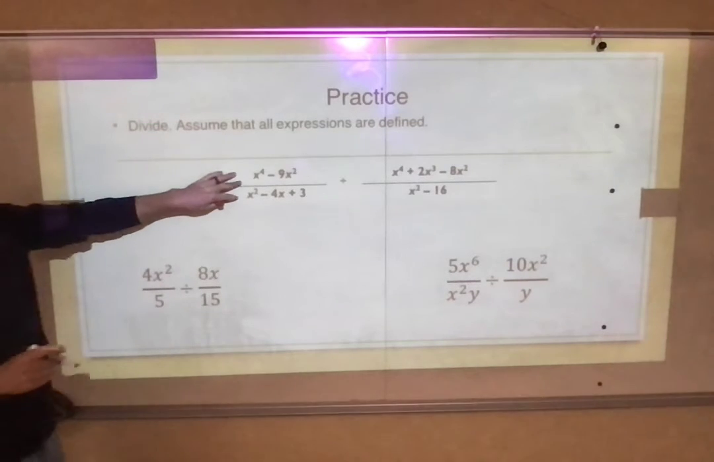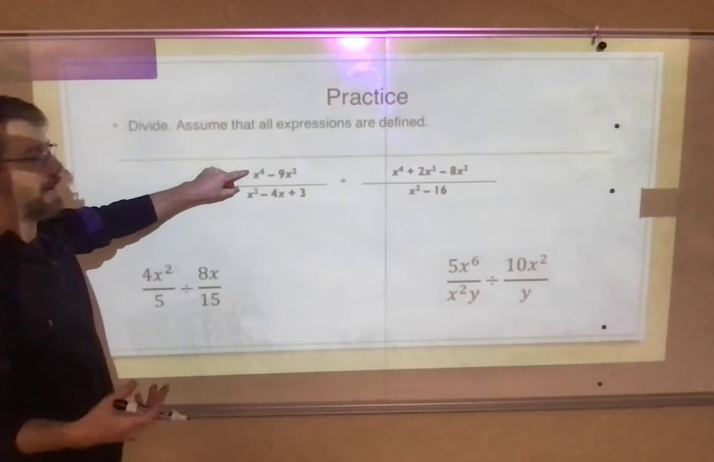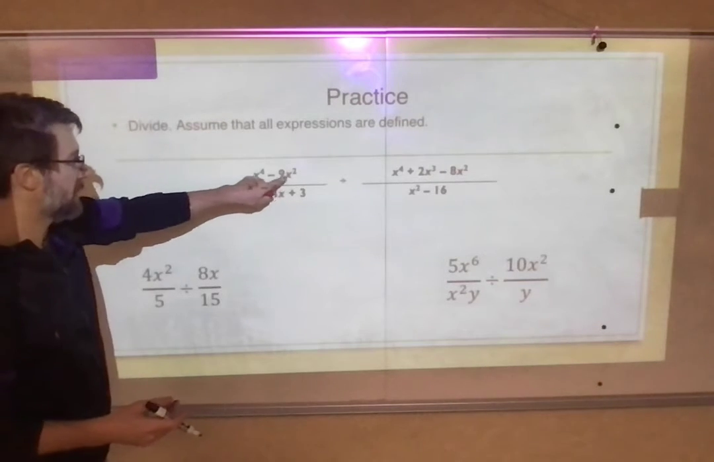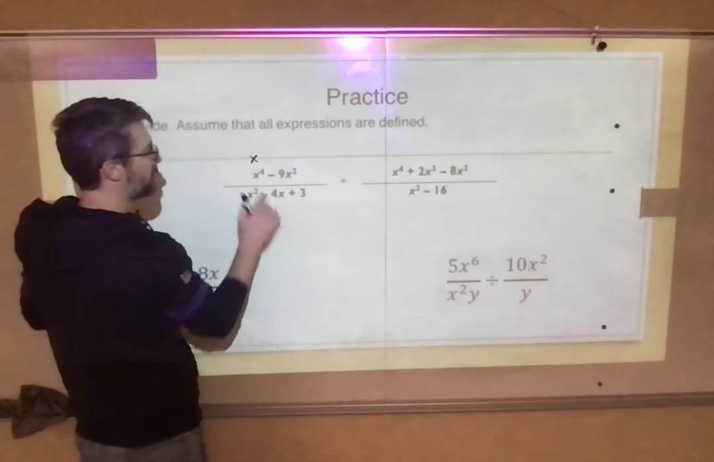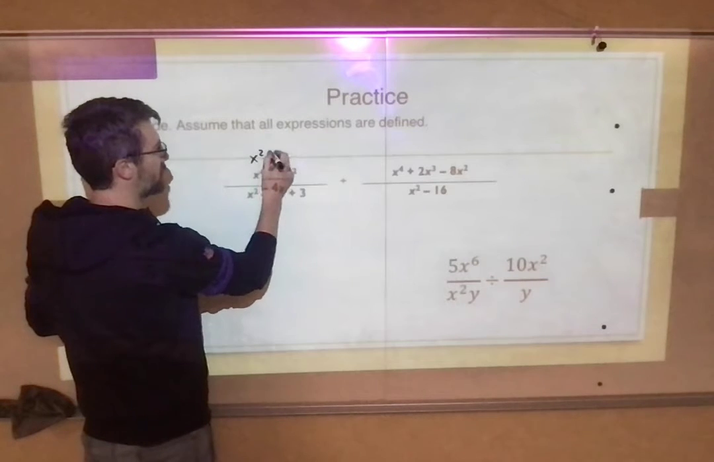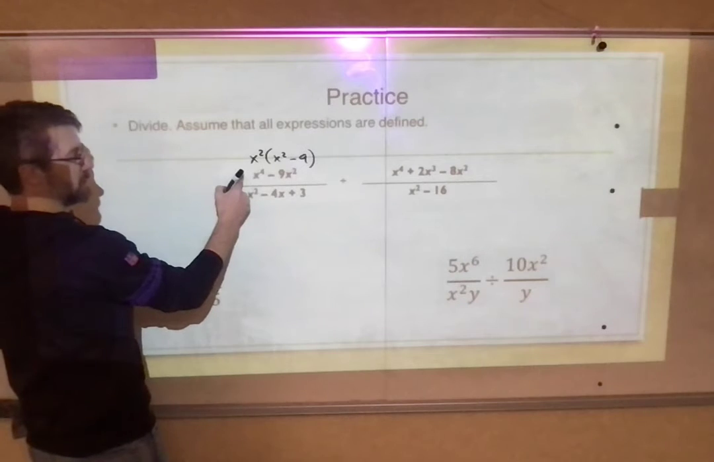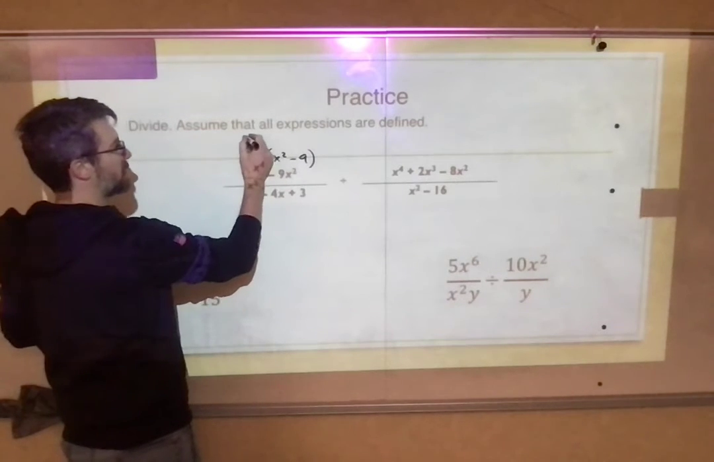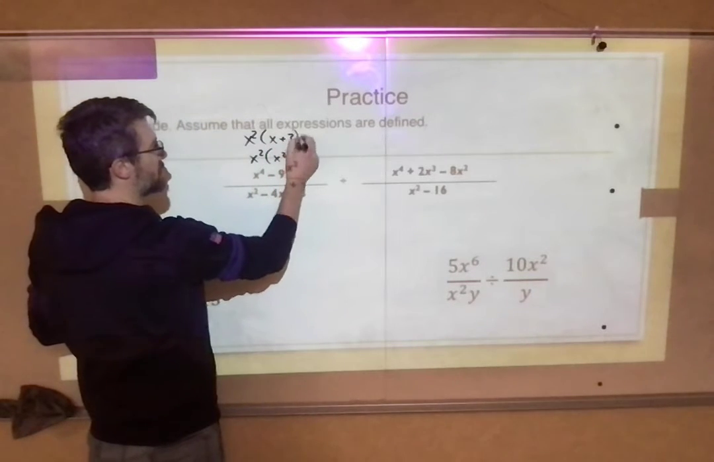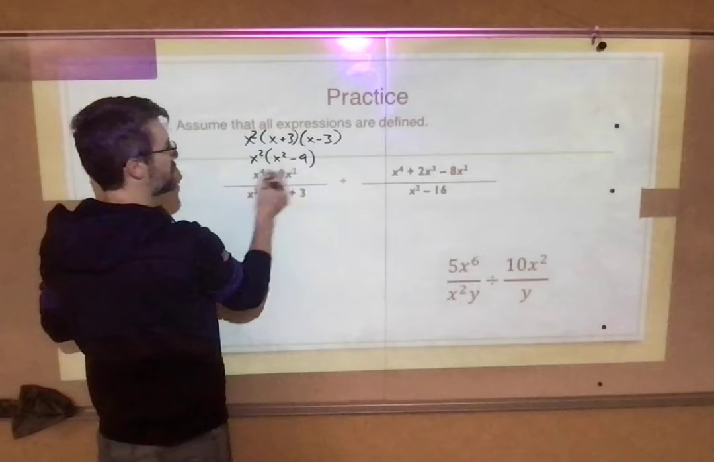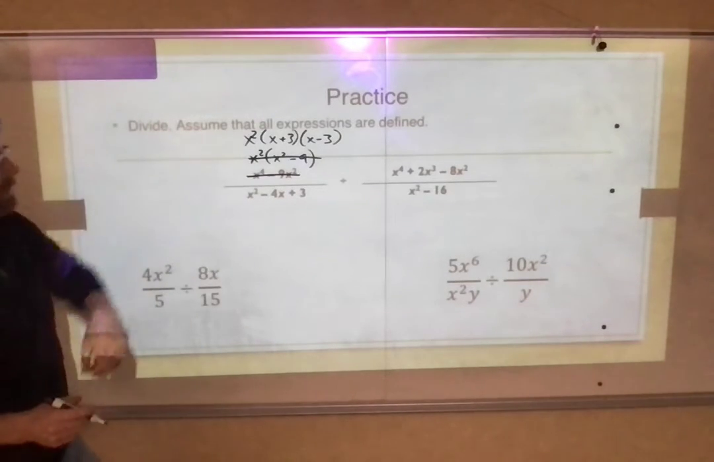All right, so this top one is a little bit trickier. It's got some two-step factoring to do. So if I look at this, I can tell right away it's not a difference of squares, it's a GCF, right? X to the fourth and x squared, they're both divisible by x squared. Now I've got a difference of squares. So x squared, and then the x squared minus 9 is x plus 3, x minus 3. That's my factored form of this numerator.